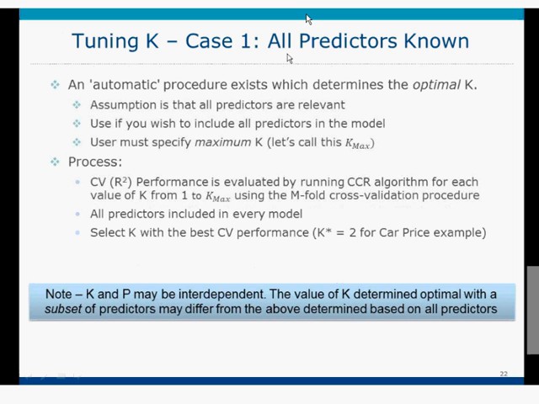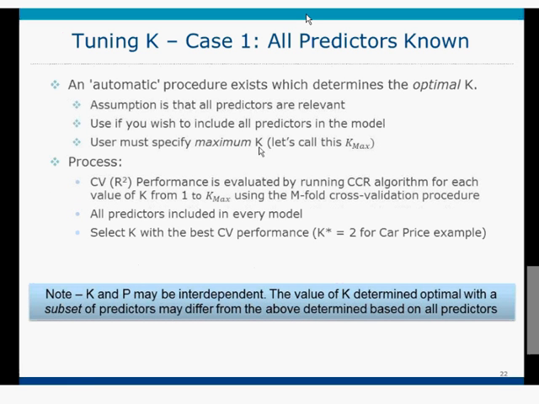So case 1 is where we don't want to do any variable reduction, so we're using all predictors that we have in the model. Well, we have an automatic procedure built into the Core Express program for determining the optimal K. And what you need to do is specify the maximum value of K. So suppose we had 100 predictors. Suppose we wanted to know what's the best model, but I'm just going to limit to 10 components.